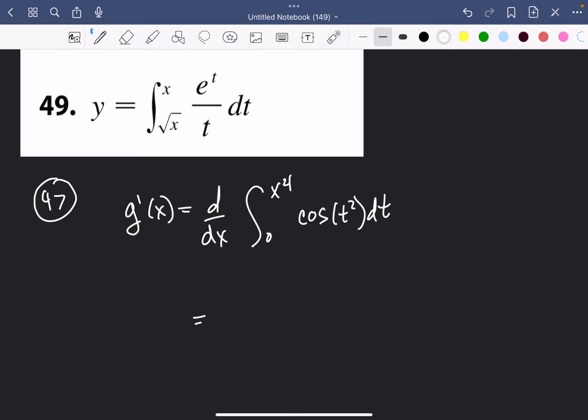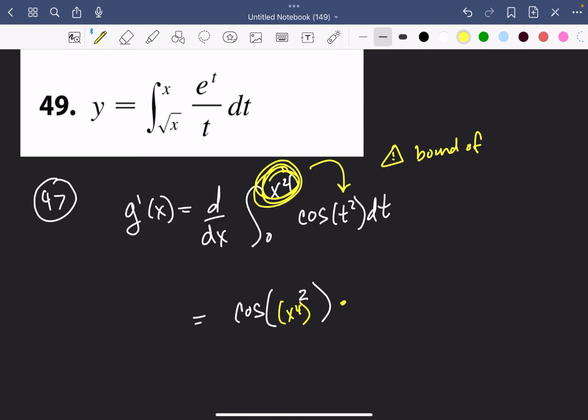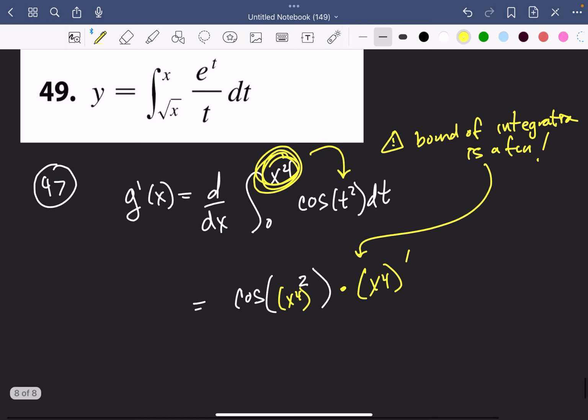So what we're going to do is, again, this and this kind of undo one another. So what we get is the cosine of stuff squared. What we do is we take this and plug that in here. So we get x to the 4th squared. But then, because this is a function, so note, bound of integration, right? Bound of integration is a function. So notice that. That means you have to do times the derivative of that function out here.